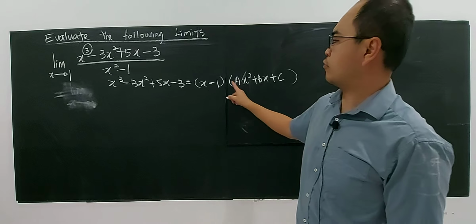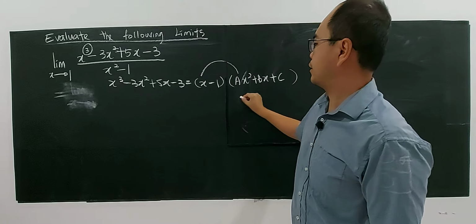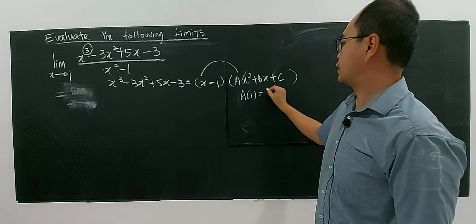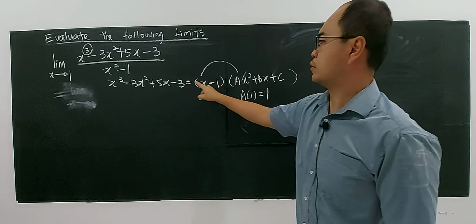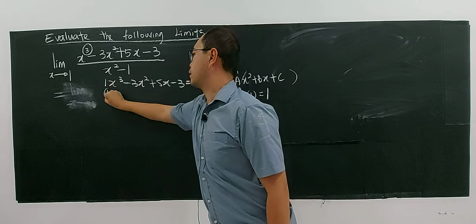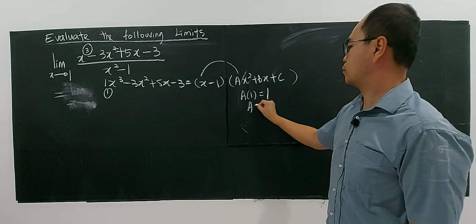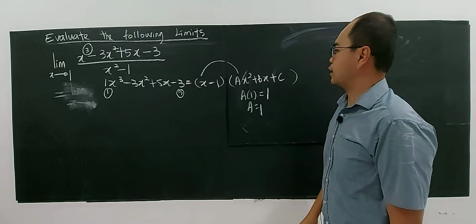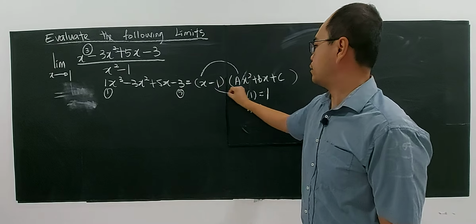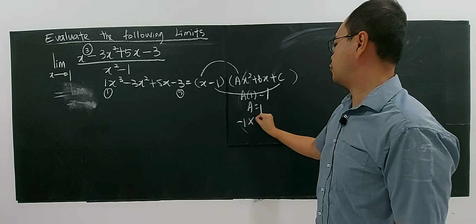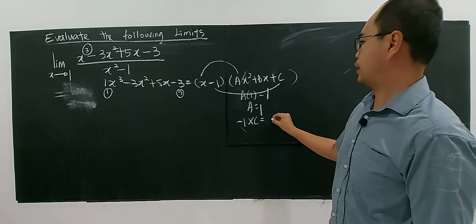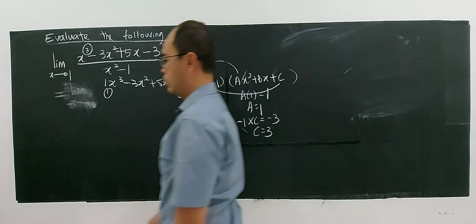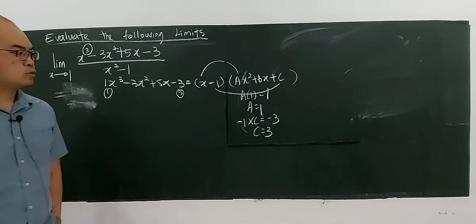So what is the value of a? As you know, a multiplied by 1 here gives you the coefficient of x cubed. You compare, here is 1, so a is 1. Then we look at the constant term. How to get the constant term? It is negative 1 multiplied with c, and we have negative 3. So c equals 3.